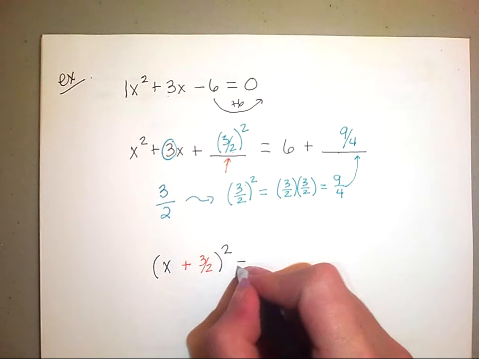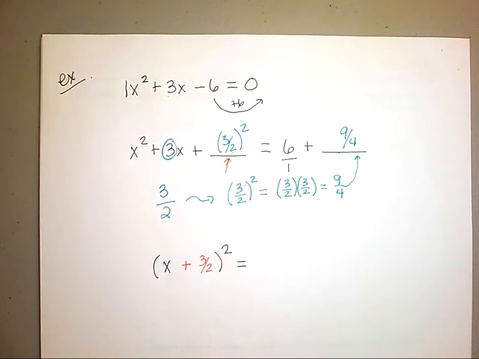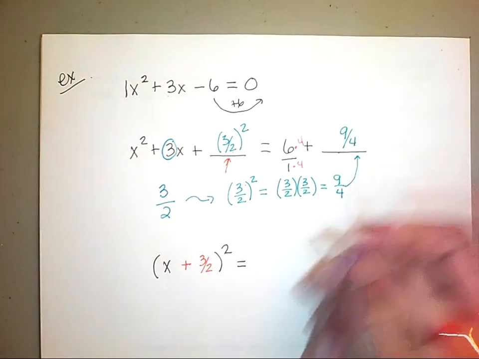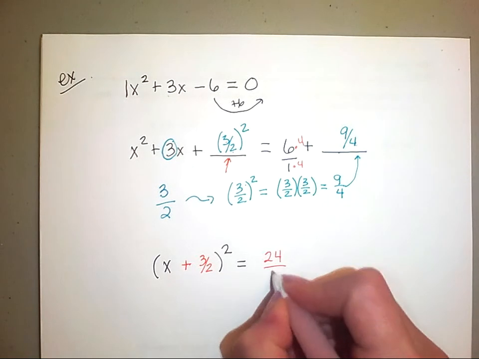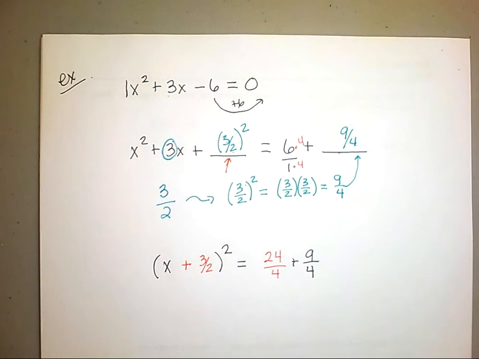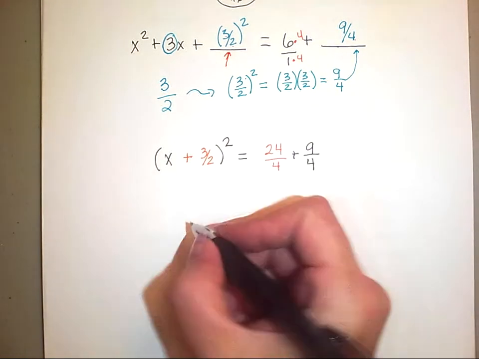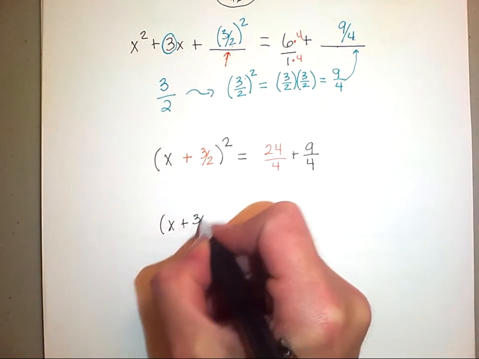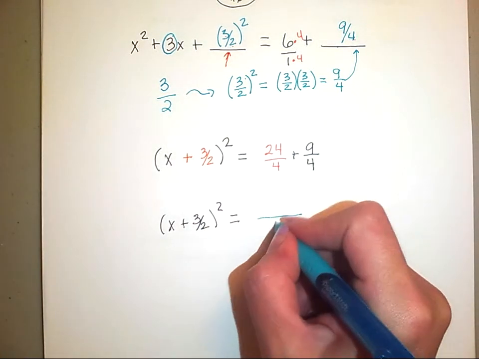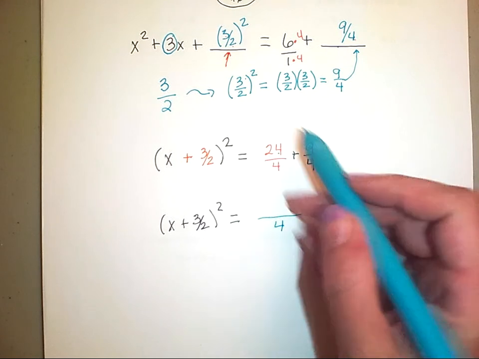And this will be equal to, now I'm going to have to add 6 to this, so let's get a common denominator here. This is 9/4, so let's get a common denominator of 4. So 24 over 4 plus the 9 over 4. And now let's simplify this. So this is the quantity x plus 3 halves squared, which is equal to 24 and 9. Well, 24 and 10 would be 34, and we'll back it off 1. 33.